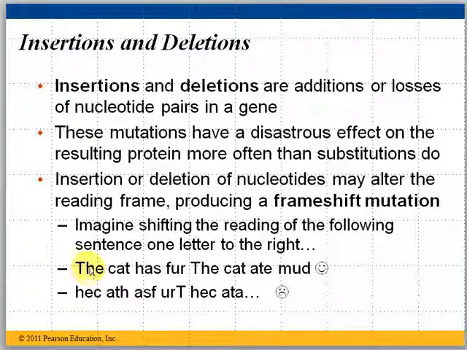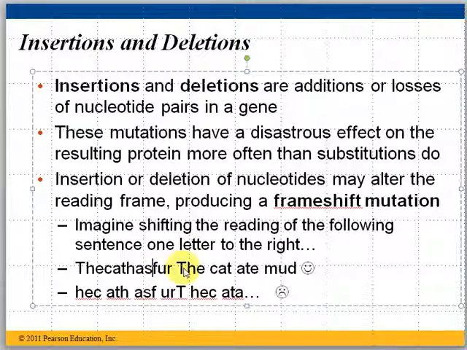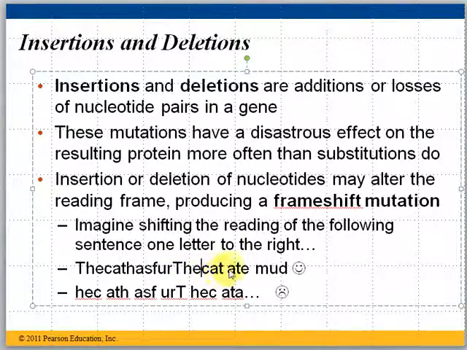So just like these are 3-letter words, even if I took out all of the spaces, just like this, we could read these 2 sentences if we knew to start with the T and that every 3 letters was a new word. The cat has fur, the cat ate mud. But if we shift by 1 letter to the right, suddenly it makes no sense at all.